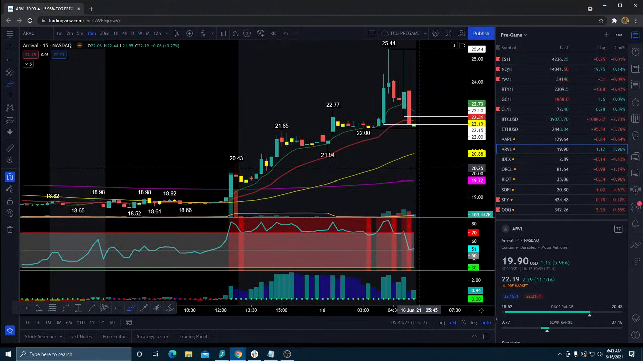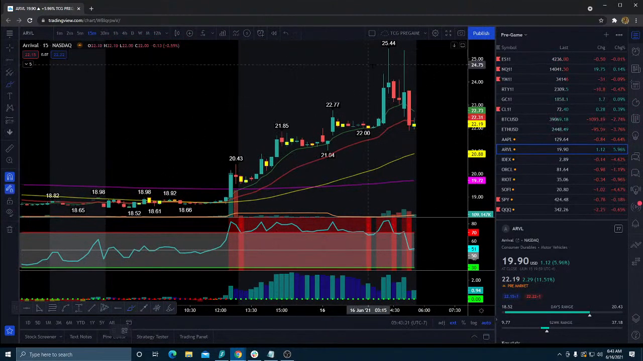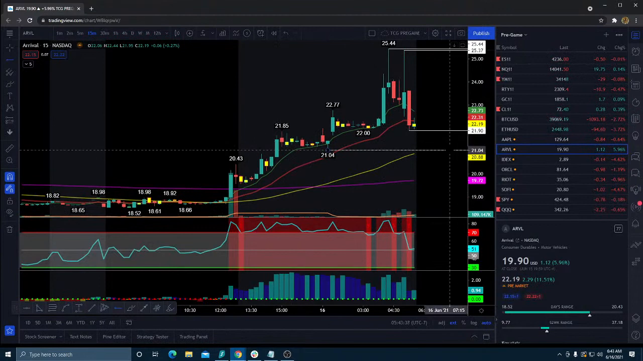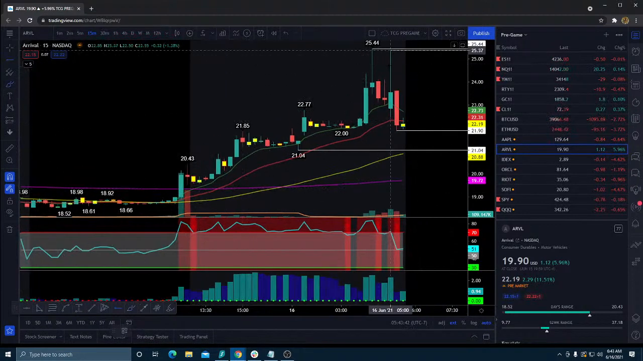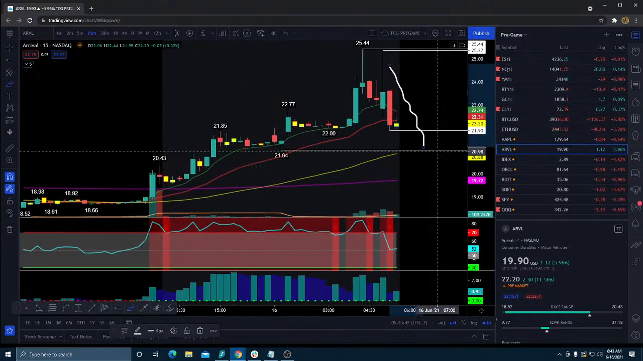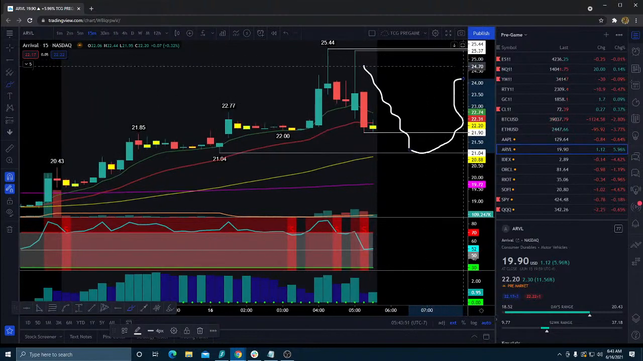ARVL. I'm going to have to clear these levels because they've already gone through it. Lots of volume. It has surpassed AMC the last time I looked in pre-market volume. 21.90, 21.04 are your supports. You could trade this with a possible pullback to $21 as a potential long, but on any bounce, you would still be looking for a lower high compared to 25.37 and 25.44. If you can't tell, these Reddit names are very difficult to trade right now.